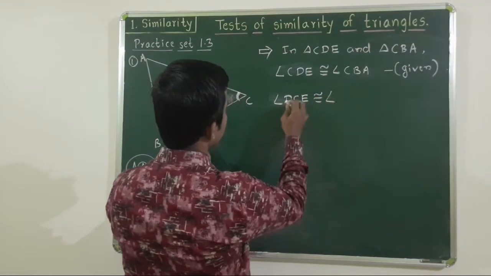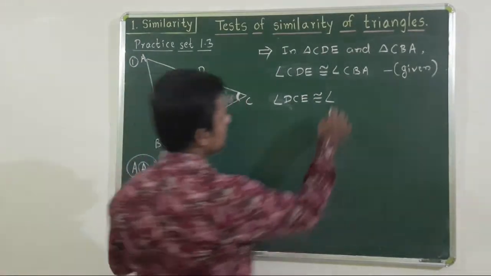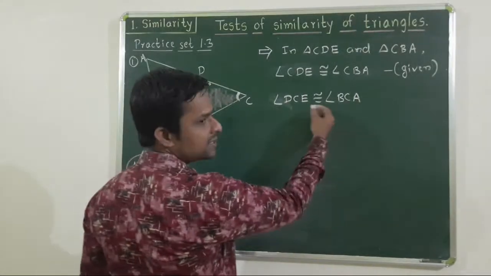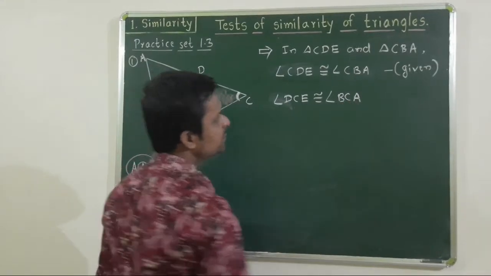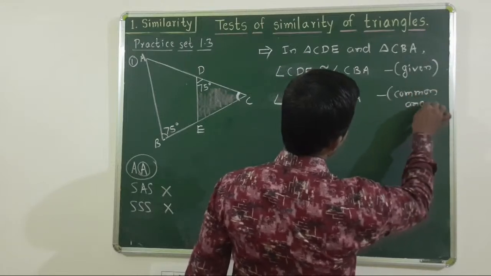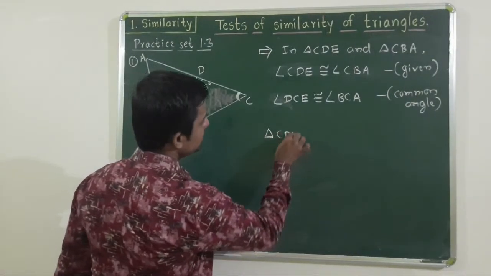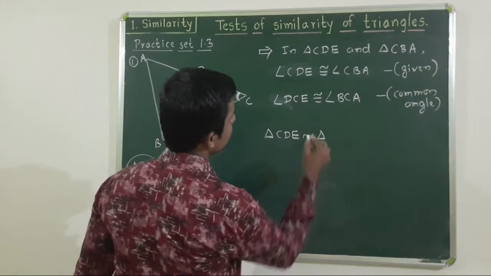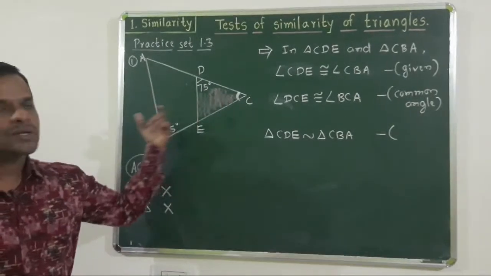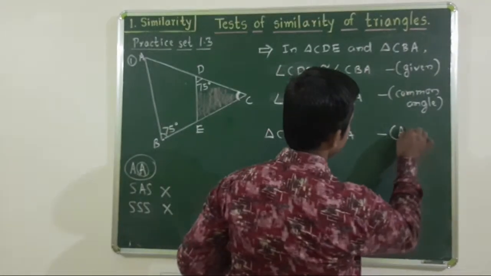It is congruent to, for the bigger triangle, angle BCA. The angle is the same but the names are different. For the smaller triangle, the name is angle DCE, and for the bigger triangle, the name of this angle is angle BCA. Reason will be common angle. This angle is common to both triangles. Hence, triangle CDE is similar to triangle CBA by the angle test, that is the AA test.